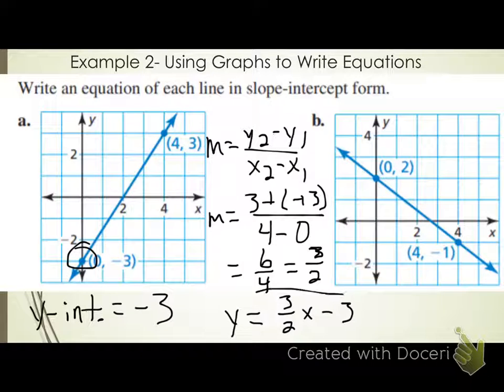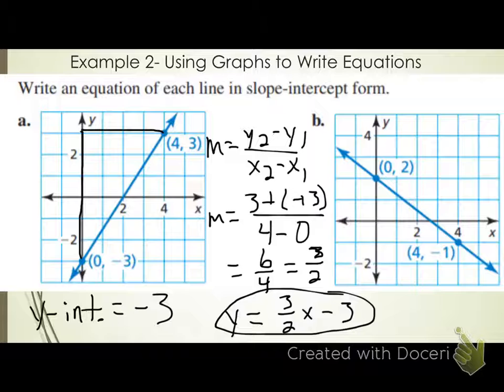You could put plus negative 3 or just minus 3. And there's my equation of my line. Questions on that? Is there another way I could have found my slope here? Yeah. How? Yep, I could use my rise over run just looking at the graph. I could see how far I rise from this point to get to this point, and how far I run to get to that point.